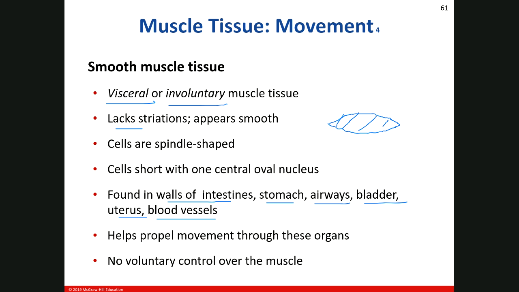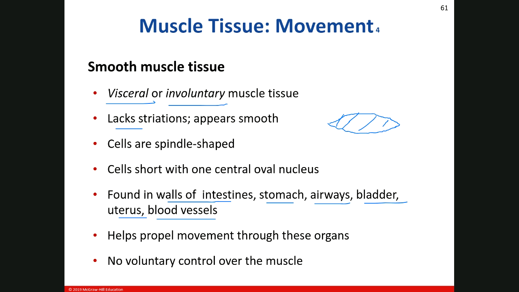Again, being muscle, what is its job? Movement. It's going to move things. So it's going to move things like in the walls of the intestines. You obviously can figure out what it's moving there. Same with the stomach. Airways, different story. In the airways, it's going to manipulate the diameter of the airway. So if it makes it bigger, it's easier for air to flow through there. If it makes it smaller, it creates more of a resistance. It makes it harder for the air to move through there.